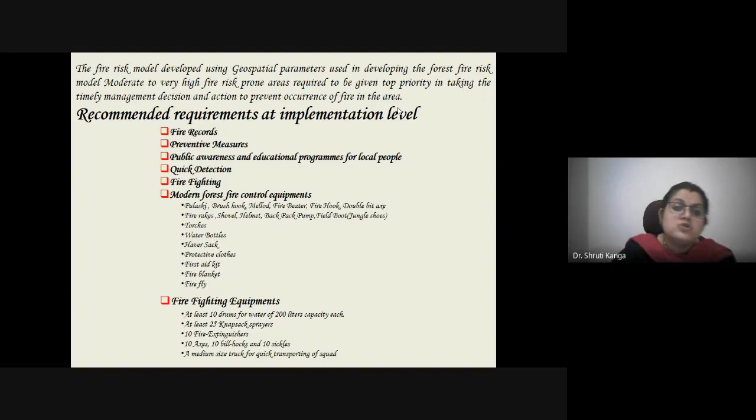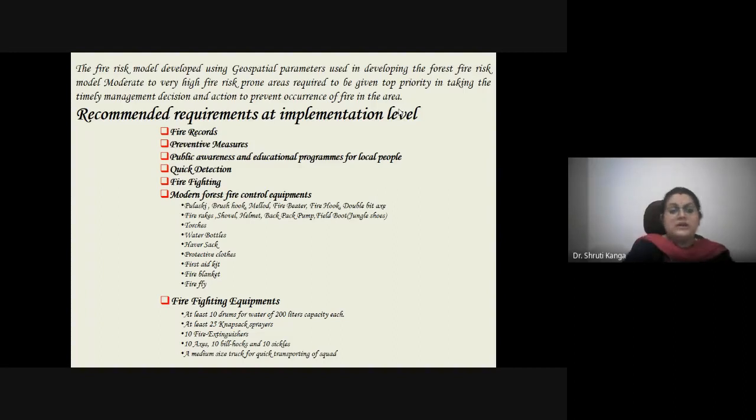Okay, then we can also go for the modern fire control equipments like Pulaski, brush hook, McLeod, fire beater, fire hook, double bit axe, fire rakes, shovel, helmets, then backpack pumps, field boots or jungle shoes, you can say, then torches. If the fire incidents take place at different times, they should be available with the torches to go to the different forested areas. Water bottles, haversack, protective clothes, forest aid kits, and fire blanket, fireflies.